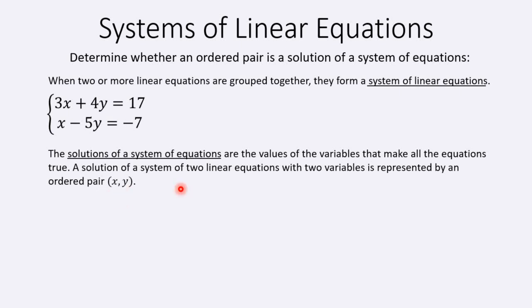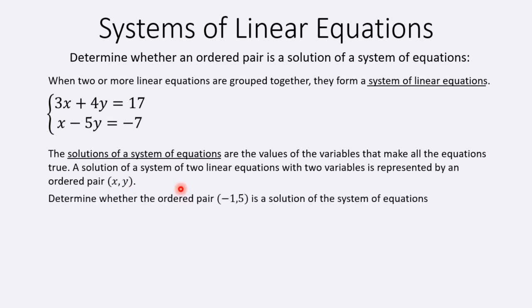Let's look at an example where we are going to determine whether the ordered pair (-1, 5) is a solution of the system of equations given here. So first, we want to see if this is a solution to the top equation. It's 3 times -1, which is the x value, plus 4 times 5, which is the y value, is equal to 17. So simplify the left-hand side.